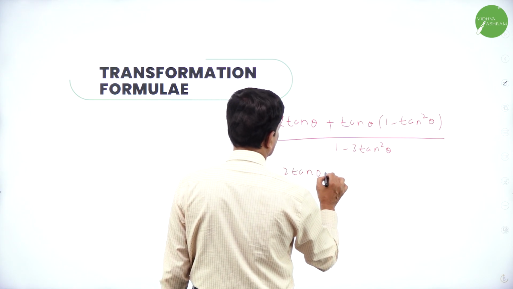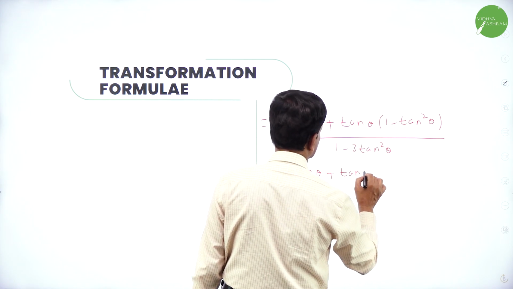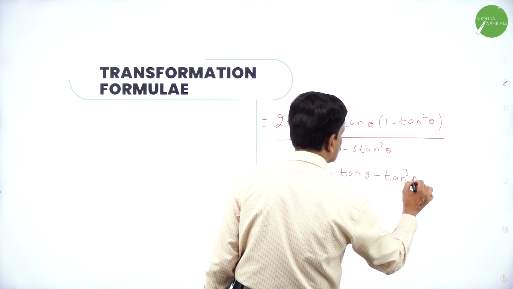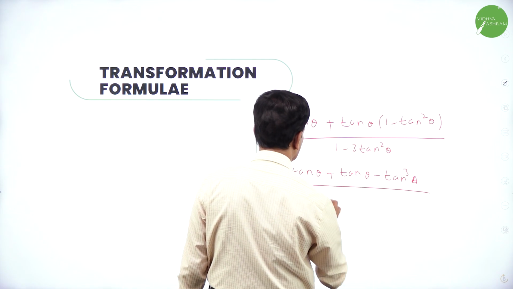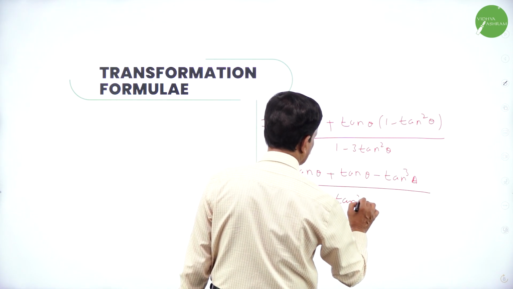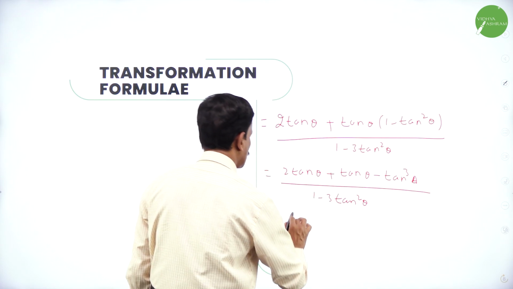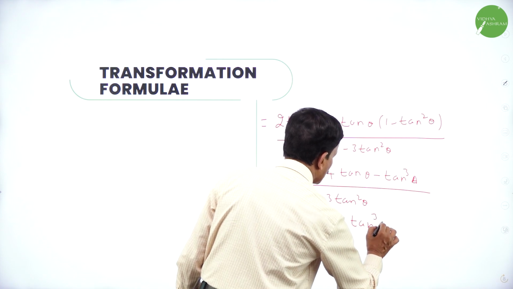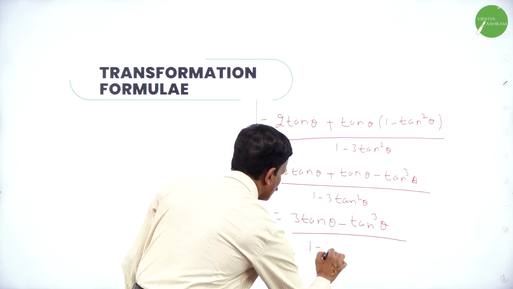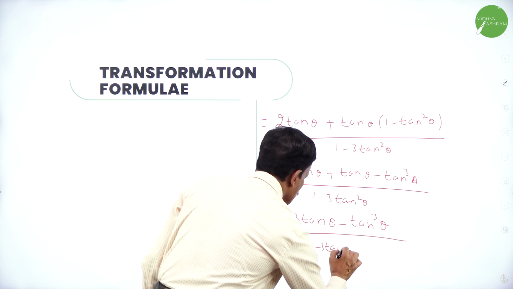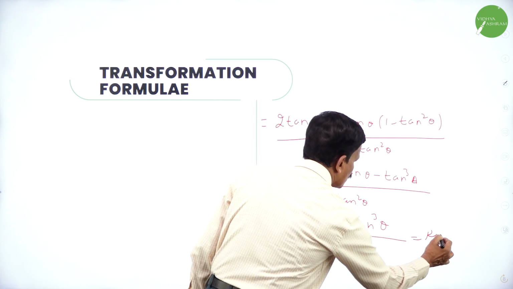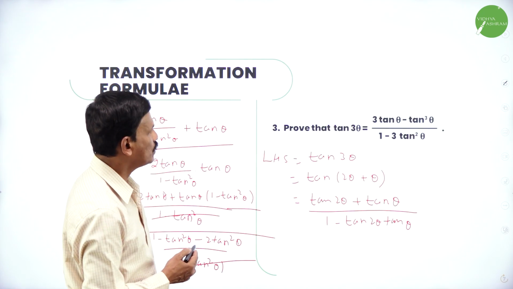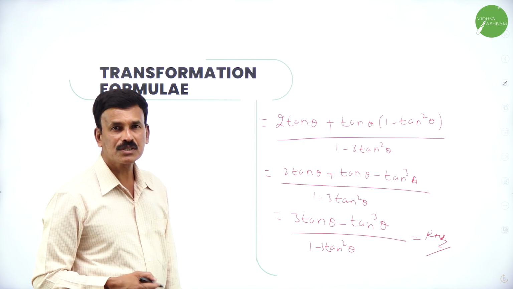This is 2 tan theta plus tan theta into 1 is tan theta, minus tan square into tan square is tan cube theta, right? So divided by 1 minus 3 tan square theta. What is this equal to? 2 tan theta plus 1 tan theta is 3 tan theta minus tan cube theta divided by 1 minus 3 times tan square theta, which is the required RHS. 3 tan theta minus tan cube theta divided by 1 minus 3 tan square theta.